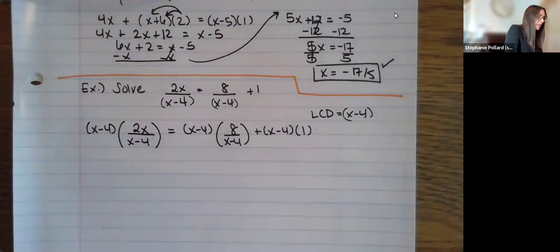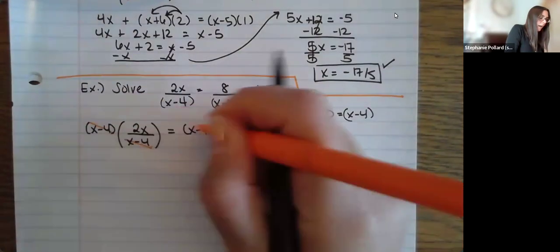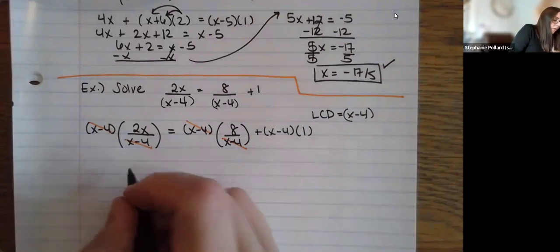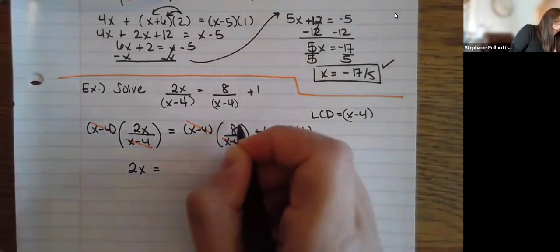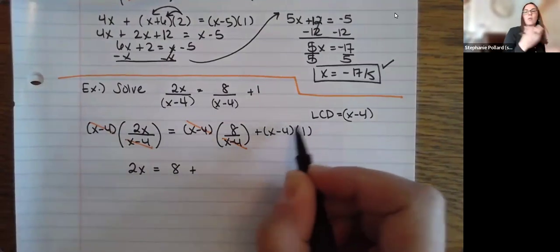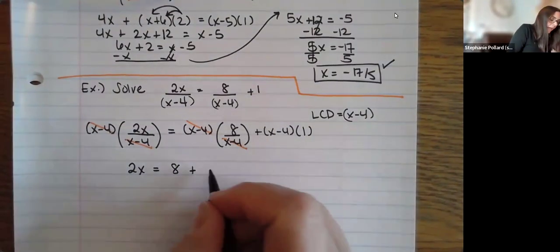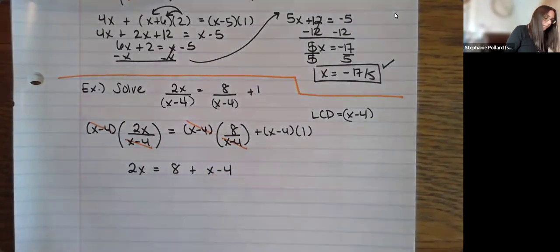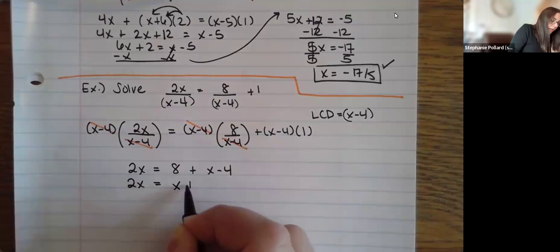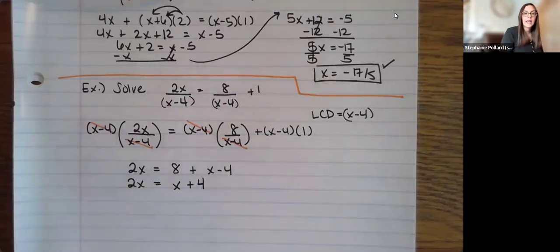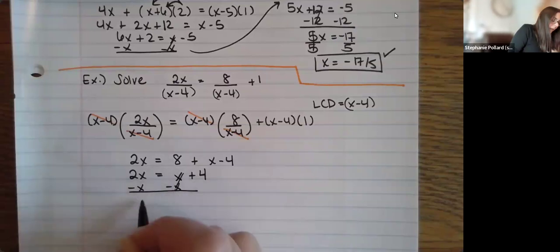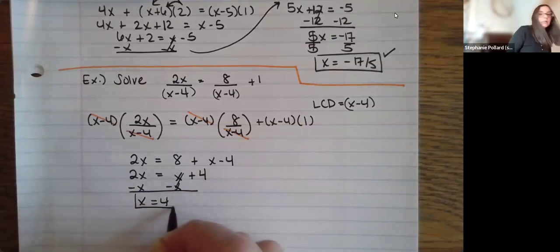And then what I'm going to see is that my x minus 4 denominators cancel out in both cases. So what's left here is 2x. Here I just have an 8 left. Now here I do have 2 things left, but I'm just multiplying by 1, so it's not going to change it. And I have x minus 4. Cleaning this up, I have x on the right and then plus 4. And I'm going to go ahead and subtract x from both sides. And I get x equals 4 for my final answer.